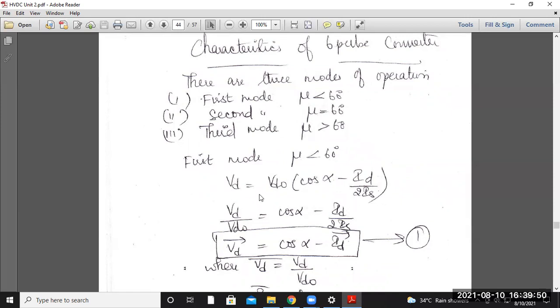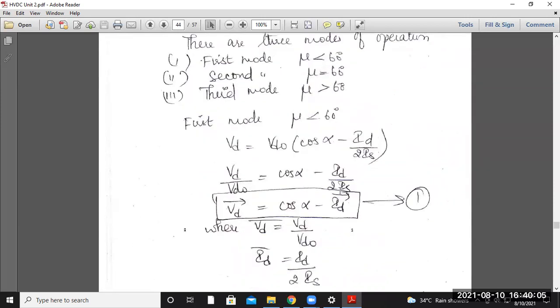That is VD equal to VD naught cos alpha minus ID upon 2IS. The derivation of this ID and IS is done in the previous classes or previous chapters. So we should not concentrate on these topics. We should mainly concentrate on what will happen if mu has a value less than 60 degrees.